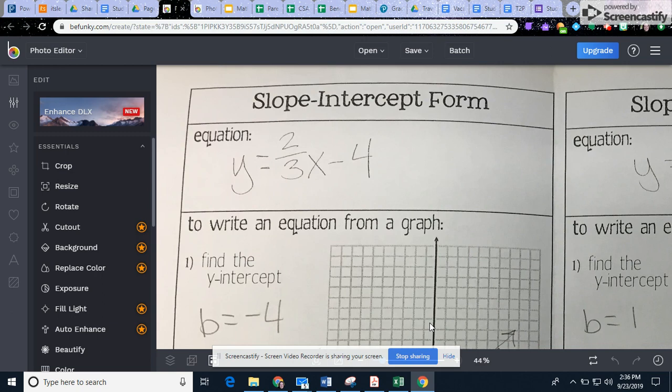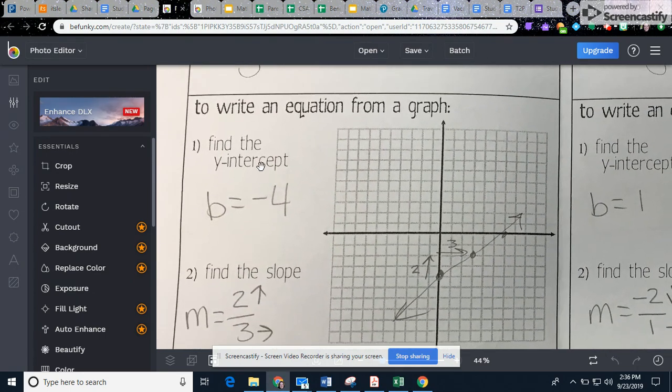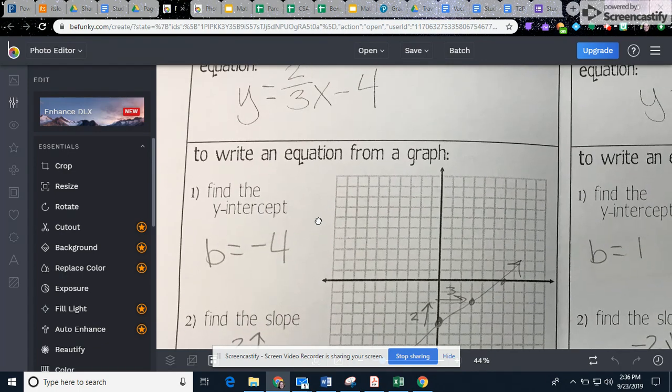Hi, now that you have the outside of page 12B's foldable done, now I want to talk you through a couple of examples on the inside. So the first equation that we're going to use is y = 2/3x - 4. And so what I want us to do is find the y-intercept and the slope.